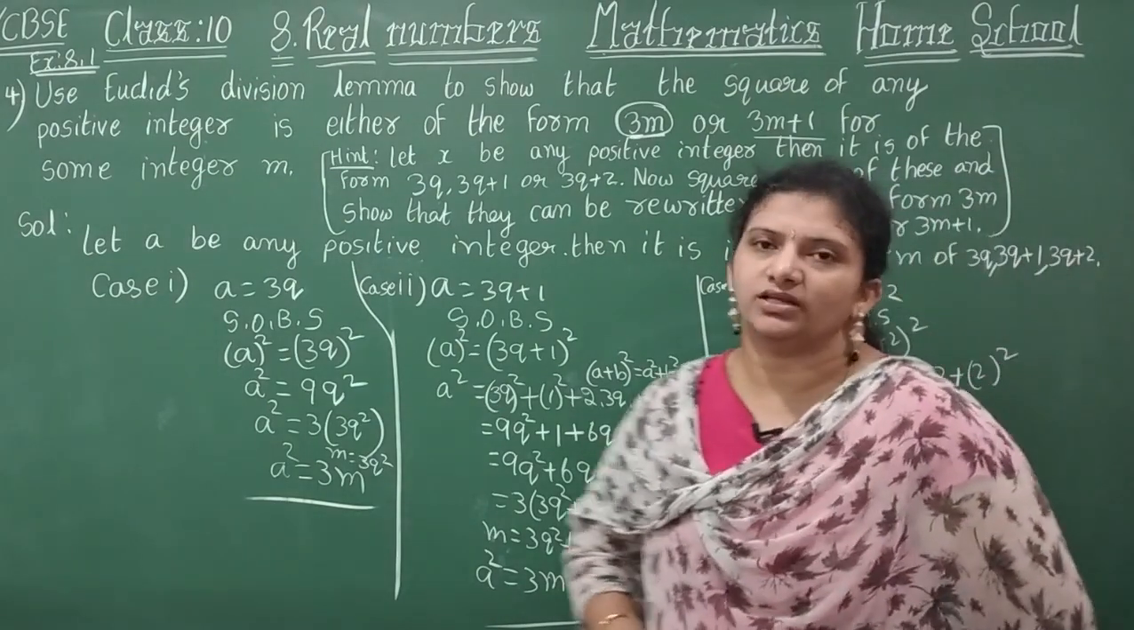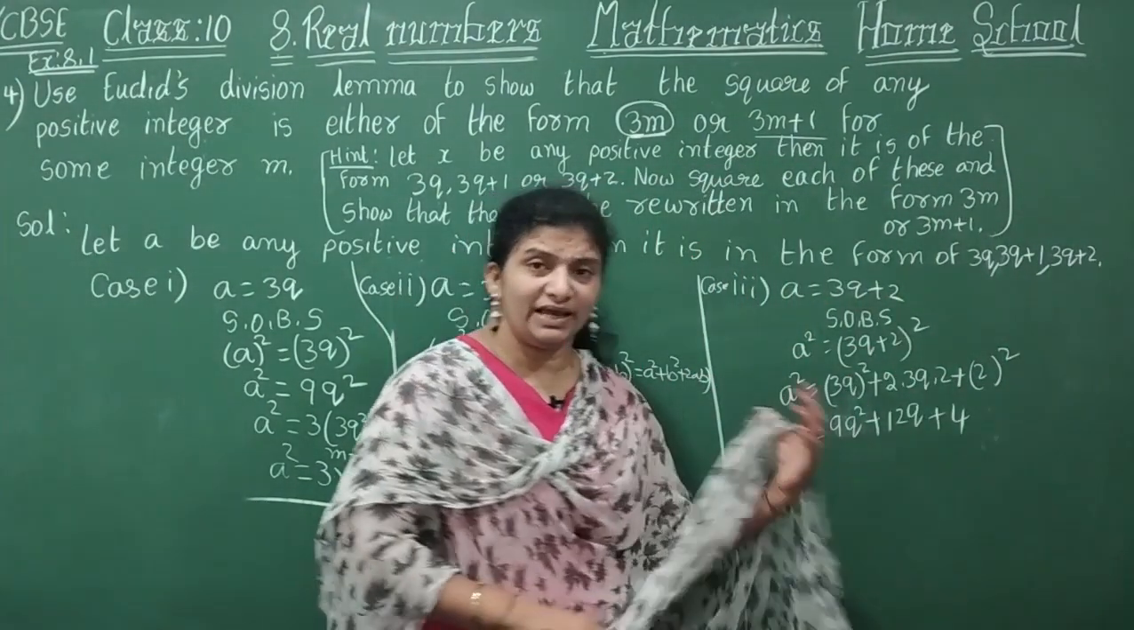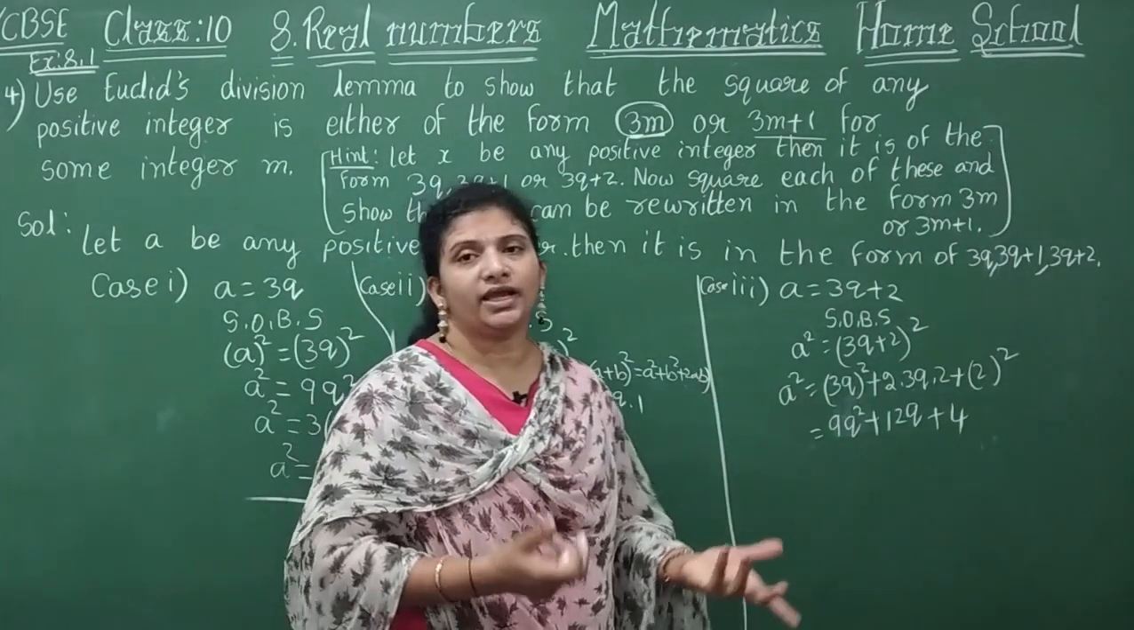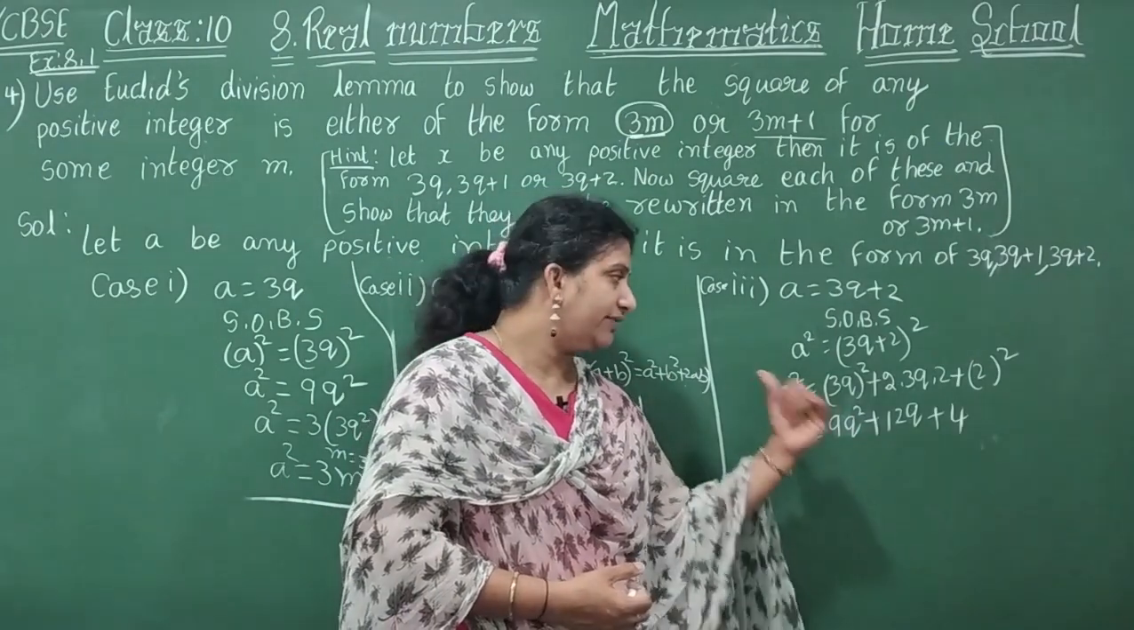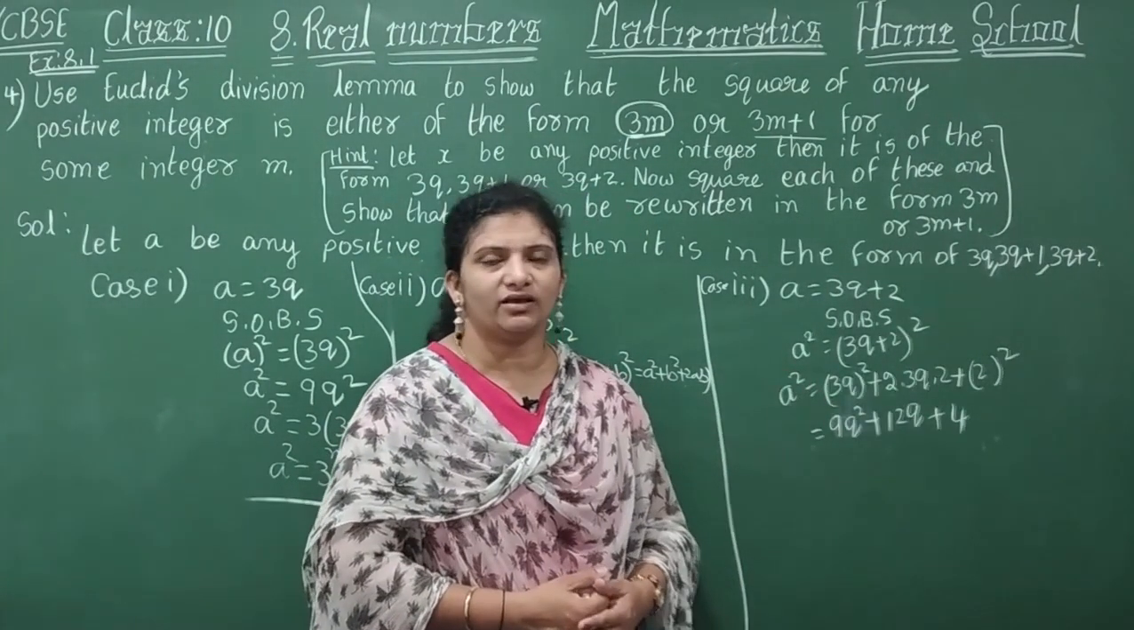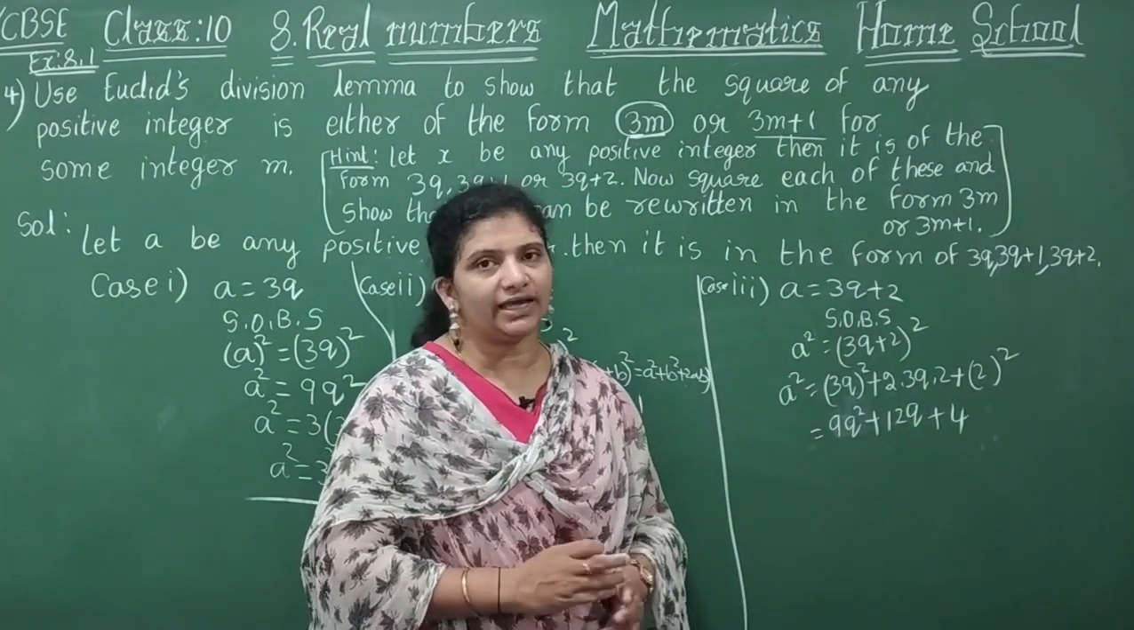Now observe here, children. Now most of the people will be confused here. Oh, I cannot take out 3 common. Only these two I can take out 3 common. Then 3m plus 4 we are getting. So no, not like that.